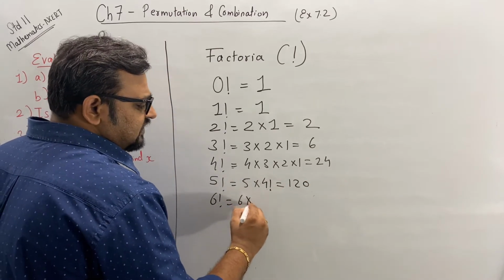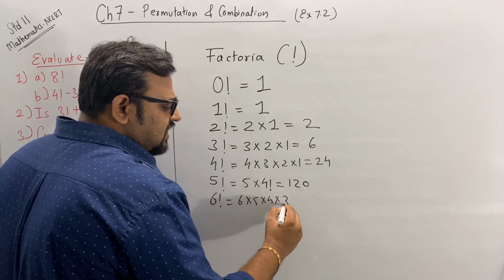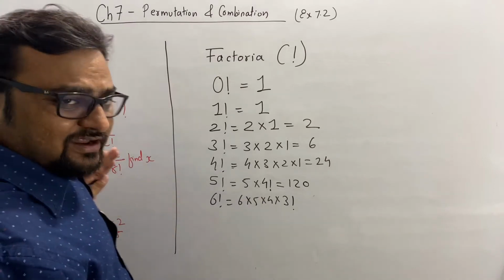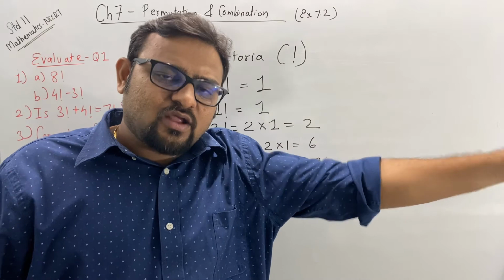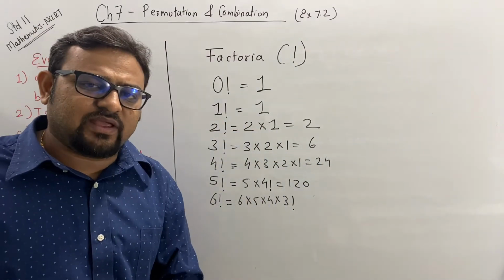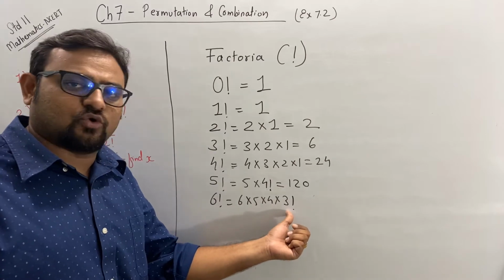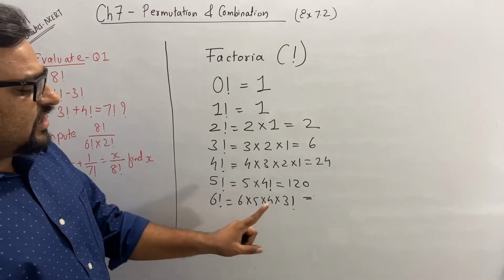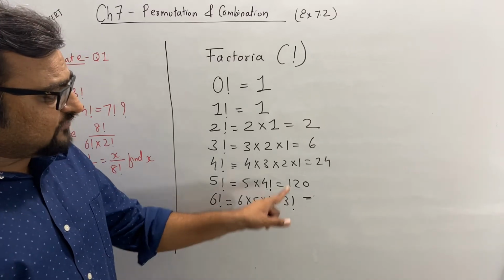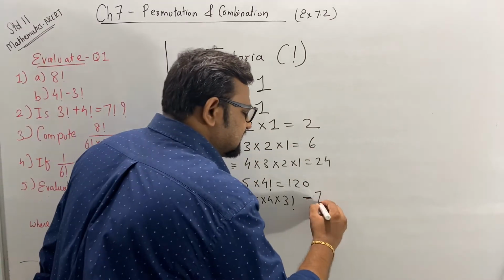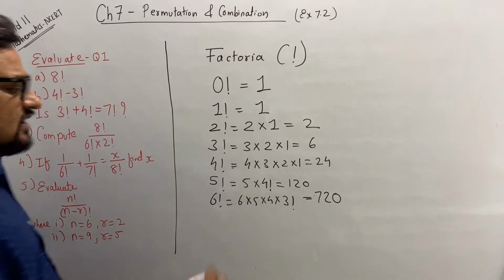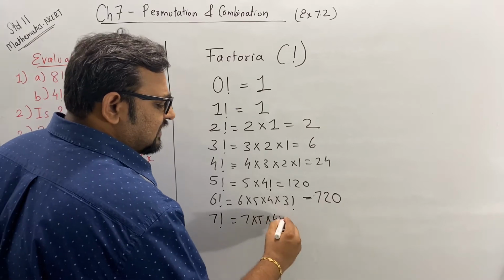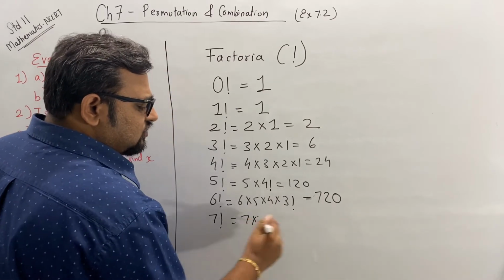6 factorial, 6 into 5 into 4 into 3. If I stop here, then I will write down 3 factorial. Means either multiply it till number 1, or else if you want to stop in between, then just put the symbol of factorial. So this will be equal to 6 into 5, 30, 30 into 4, 120, 120 into 3 factorial, that is 6, 120 into 6, 720.